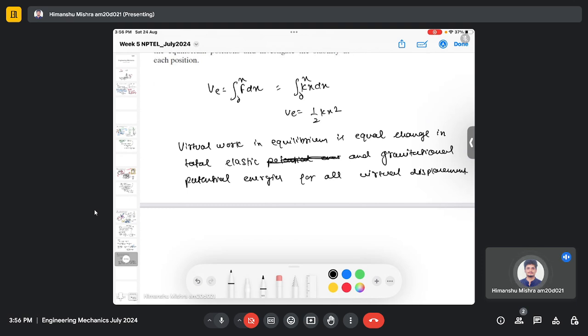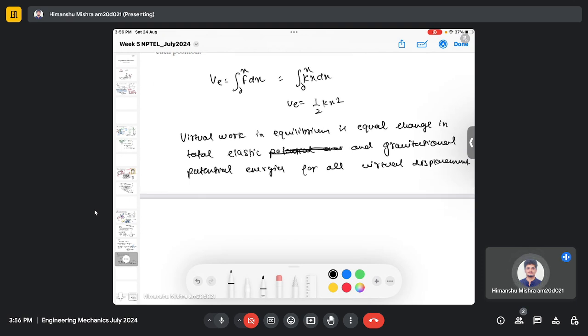if the body is in equilibrium. But here, if you are given an elastic member or a member which has a weight, then the virtual work in an equilibrium condition equals the change in the total elastic and gravitational potential energy. And the work done in these members can be given as stored potential energy. For example, work done in the spring can be written as the stored potential energy of the spring, which is half kx squared. Similarly, the work done in a falling body which has a weight can be written as the stored potential energy due to the gravitational force.